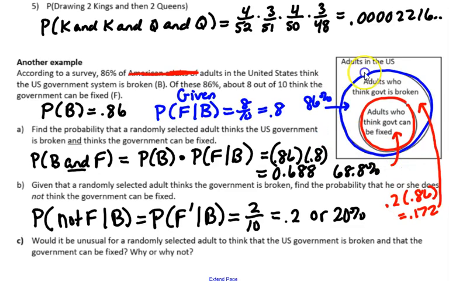So we have 86% in the big blue circle, 68.8% in the little red circle, which is within the blue circle, and then 17.2% in the part of the blue circle that is not in the red circle. So who doesn't think the government is broken at all? That would be whatever's left over outside of the circle, the other 14%. So there'd be 14% out here that don't think the government's broken at all.